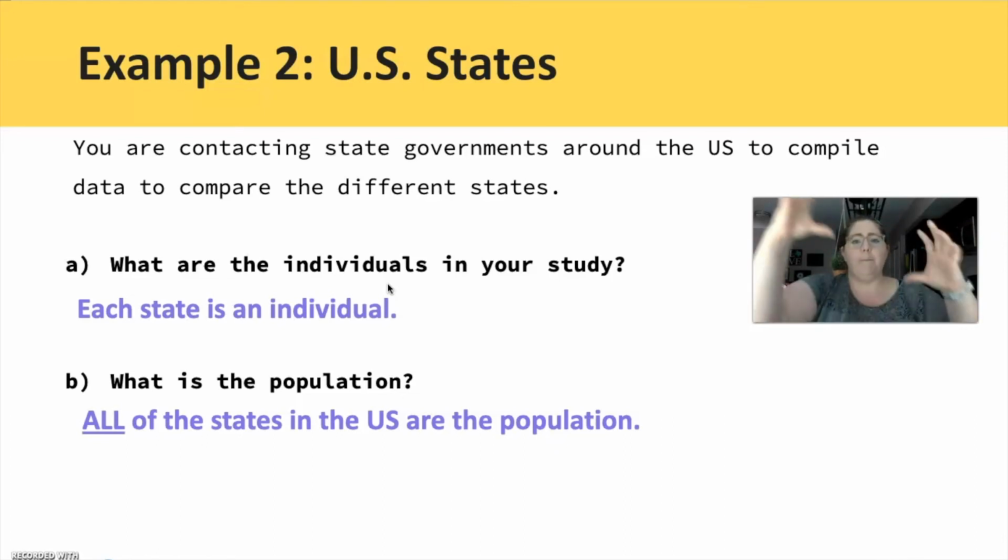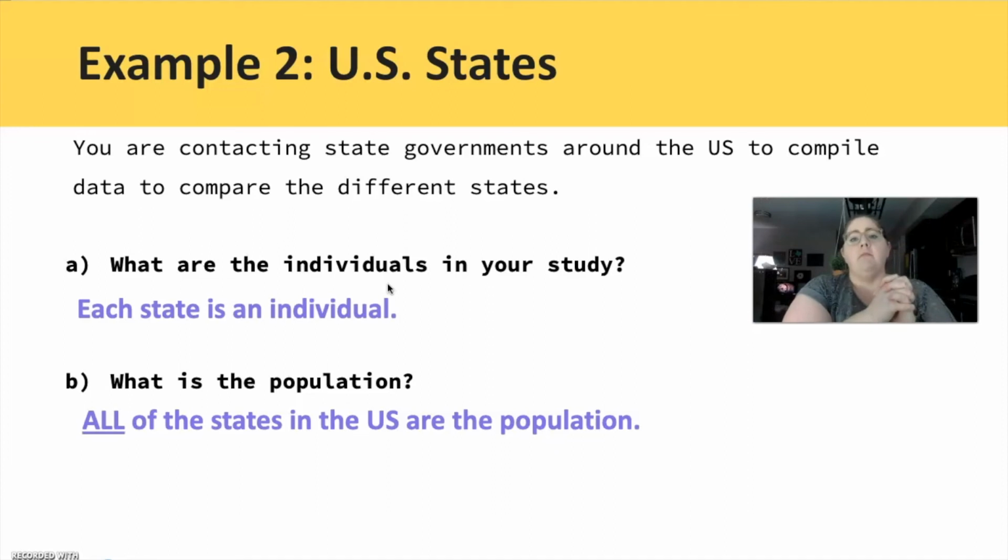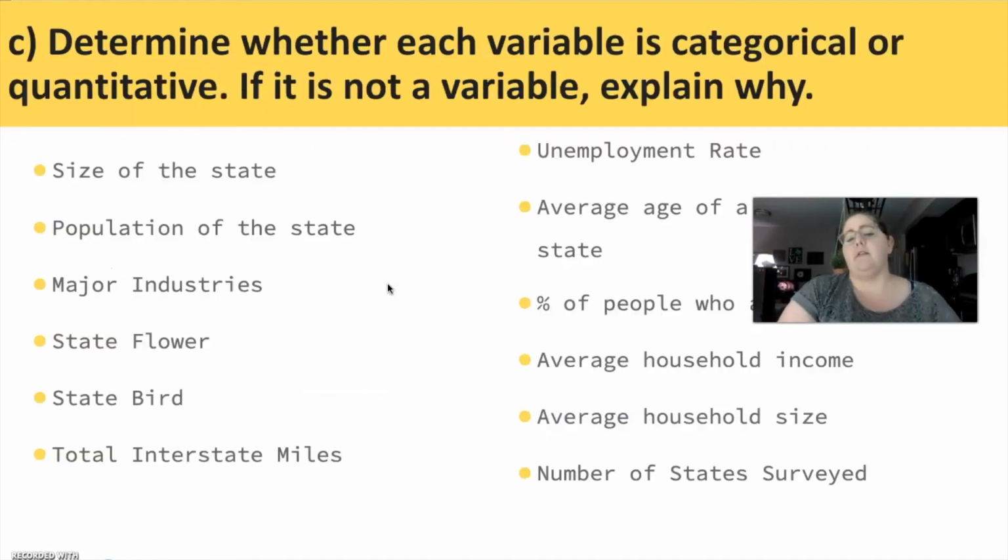Hopefully I'm not just doing a sample of them. Maybe 50 states is probably not that hard to get the information from. So my population of interest, who I'm trying to find out about, is all 50 states. So then we have this list of variables, and I want you to think about whether that variable is categorical, is it a word answer, or is it quantitative? Is it a number answer?